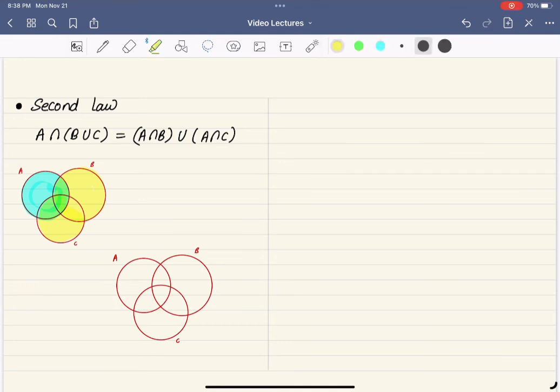Now for the right hand side, perform A intersection B first, given by this area, and then perform A intersection with C, which is given by this right here, and their union is given by this green area, and both are equal again. At last, we have the last of the set properties known as De Morgan's laws. Just like the previous distribution law, we have two De Morgan's laws.